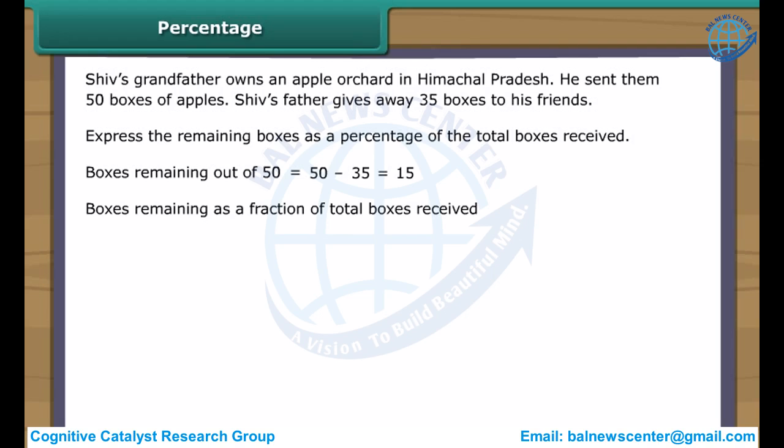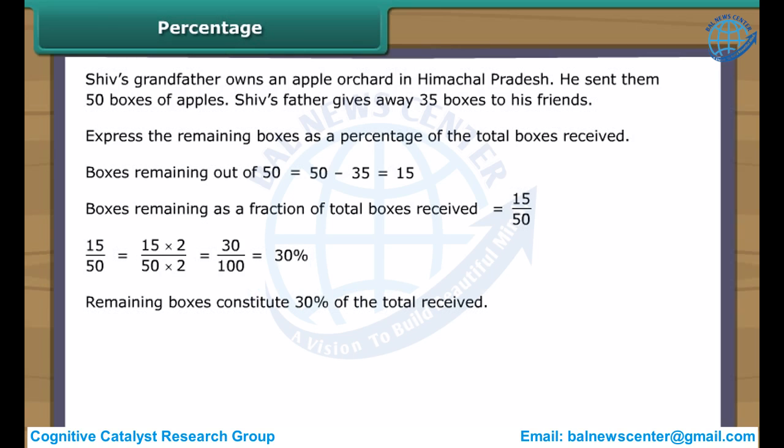Boxes remaining as a fraction of total boxes received equals 15 upon 50. Convert the denominator into 100. 15 upon 50 equals 15 into 2 upon 50 into 2, which equals 30 upon 100, which is equal to 30%. Remaining boxes constitute 30% of the total received.